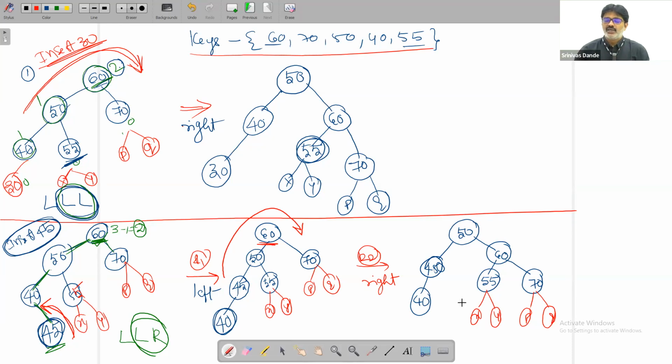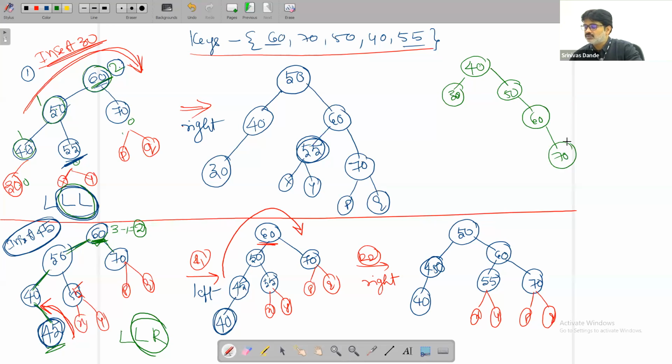See, if you consider the point from Vikash, instead of considering these three and making 50 the root, if you consider 30, 40, 50, then you have to make 40 the root. When you make 40 the root, what happens? Tell me, guys. I'll take 40 as the root. Then 30 will be there. Then 50 comes here, 50's child 60 comes here, and 60's child 70 comes here.